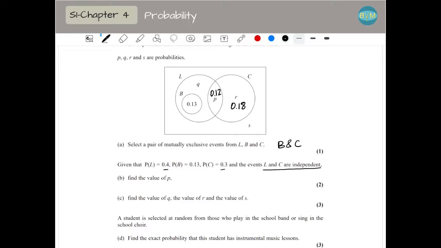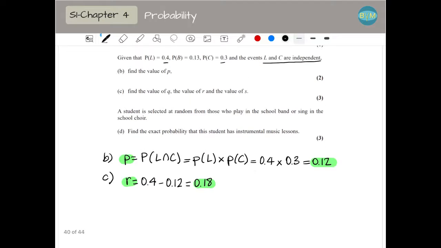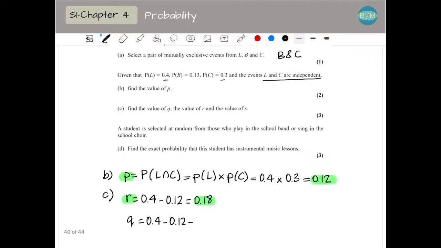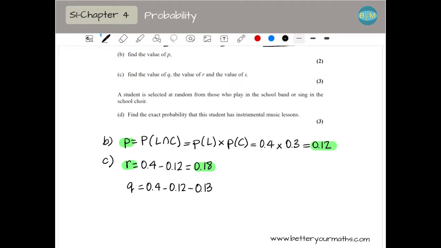What else do we know? The probability of L is 0.4. So all this together is 0.4, so 0.4 minus 0.12 minus 0.13 will be Q. So Q is going to be 0.4 minus 0.12 minus 0.13. So Q is going to be 0.15. This is one more.